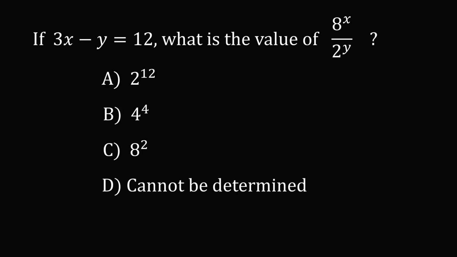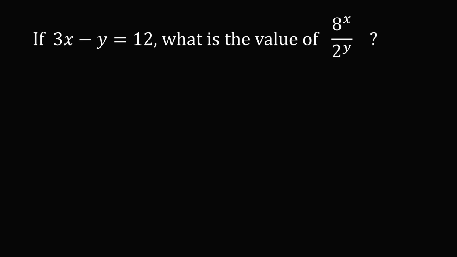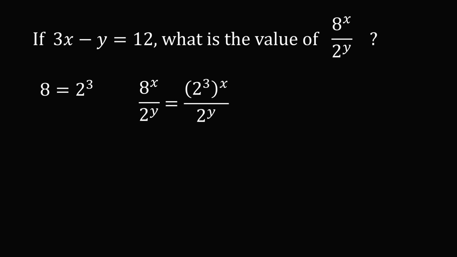Many students look at this and it's just an intimidating problem. But it's all about exponent rules. So 8 is equal to 2 to the power of 3 because 8 is equal to 2 times 2 times 2. So we have 8 to the power of x divided by 2 to the power of y. This is equal to 2 to the power of 3 raised to the power of x divided by 2 to the power of y. We have a positive exponent to a positive exponent, so we can multiply the exponents.